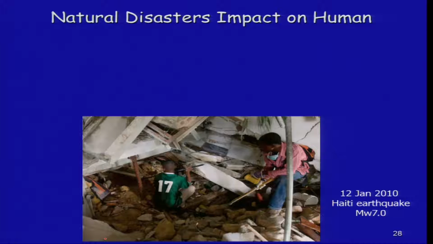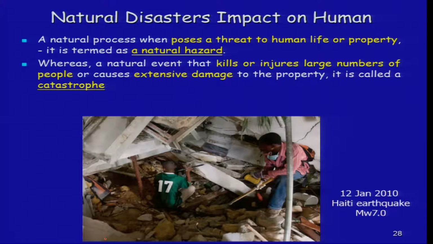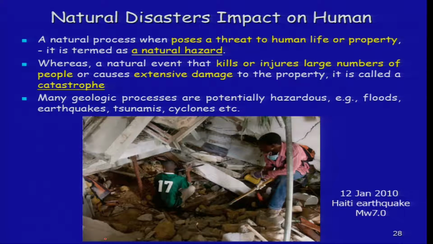So, let us talk in a few slides about the natural disaster impact on humans. A natural process that poses a threat to human life or property is termed a natural hazard, whereas a natural event that kills or injures a large number of people or causes extensive damage to property is called a catastrophe.